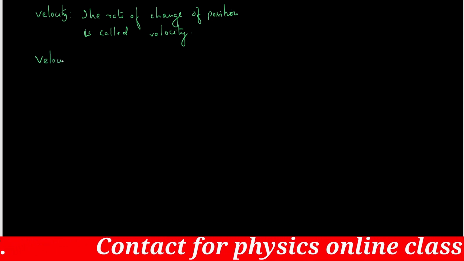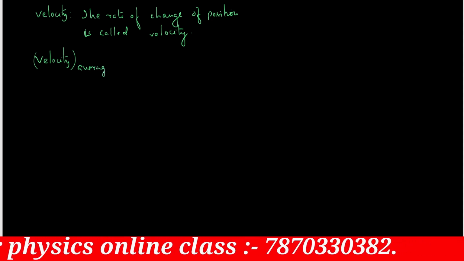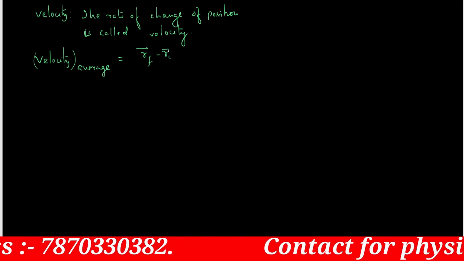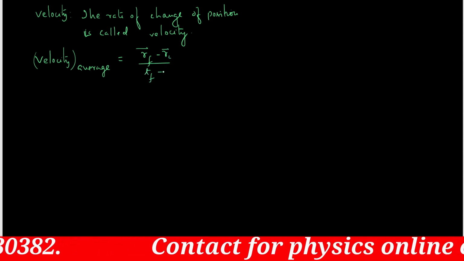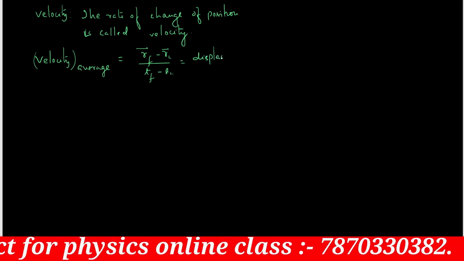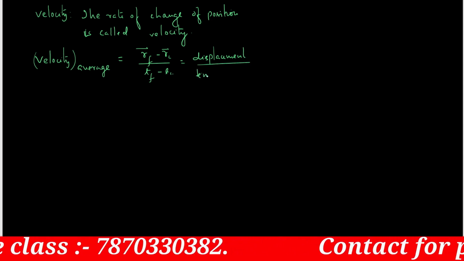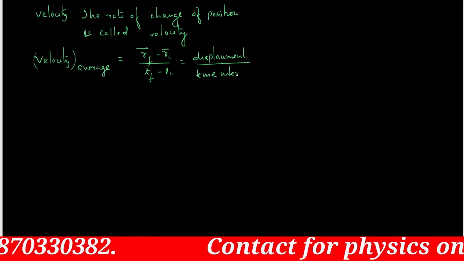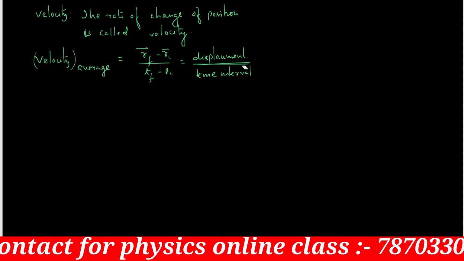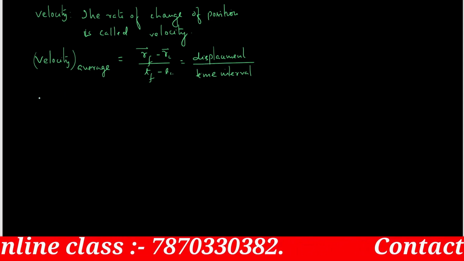And average velocity is defined as r final minus r initial by t final minus t initial. This is displacement, and this is the time interval. Okay. This is displacement, and this is the time interval, right?